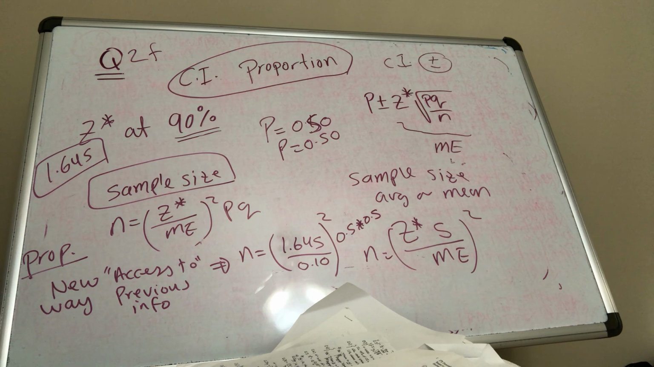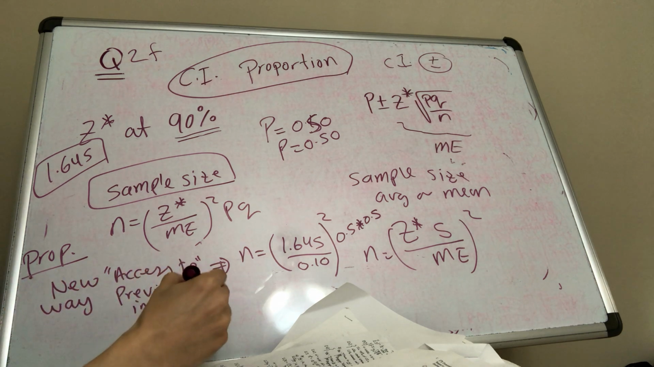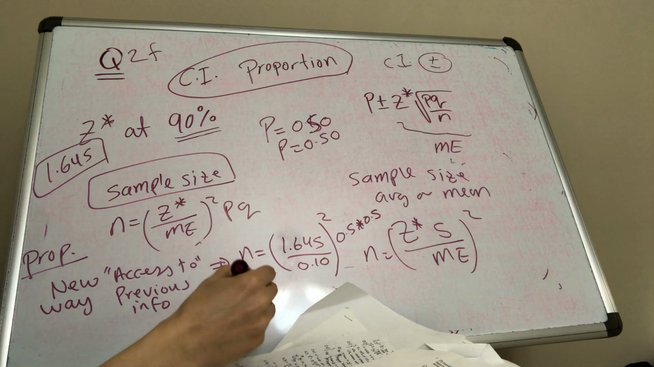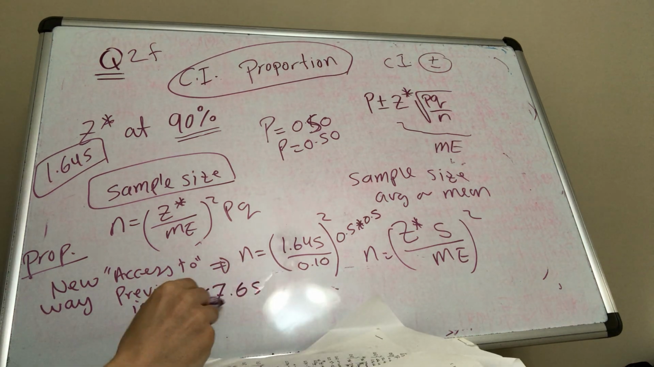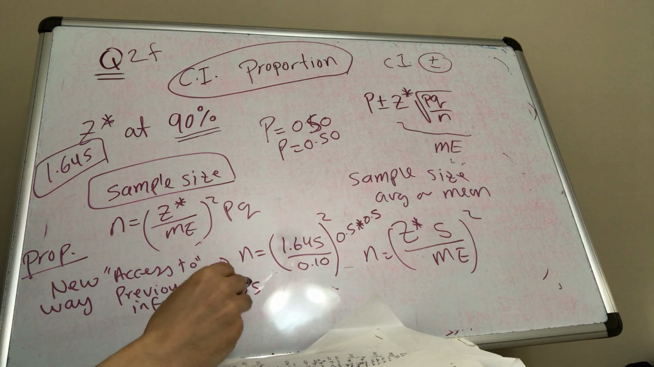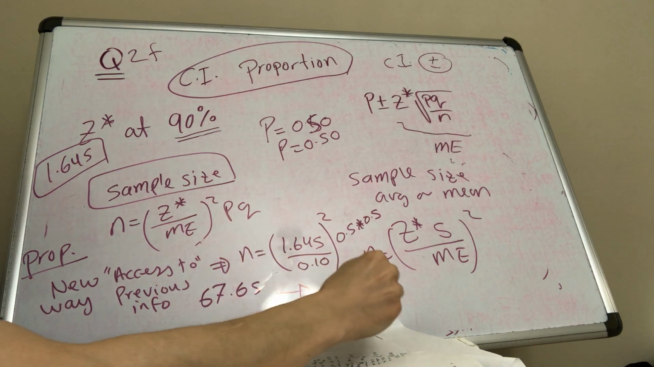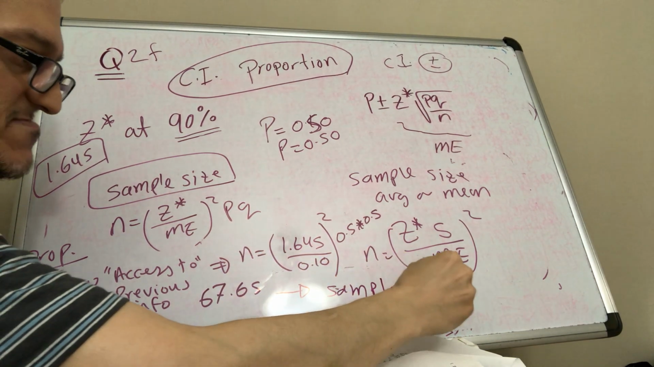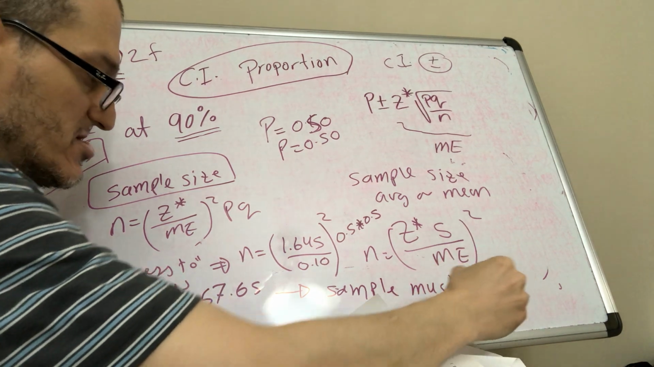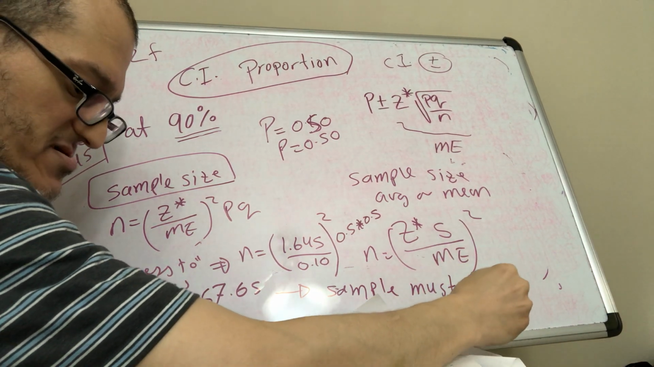So we do this: 1.645 over 10% squared, times 50/50, and you get 67.65. Whatever you see after the decimal place, even if it's 0.1, you always round up. So the sample must be 68 students.